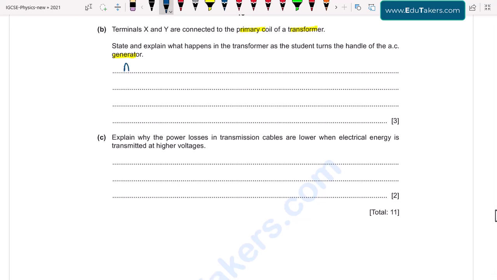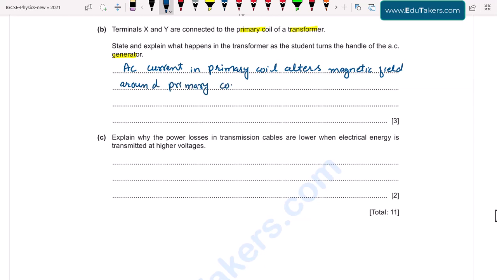AC current in primary coil alters magnetic field around primary coil. Magnetic field lines cut secondary coil. There will be induced EMF in the secondary.